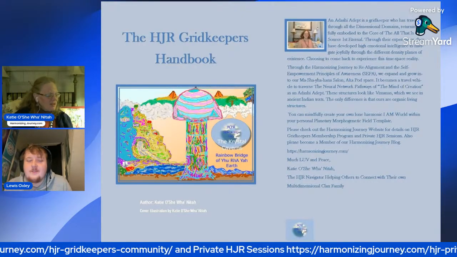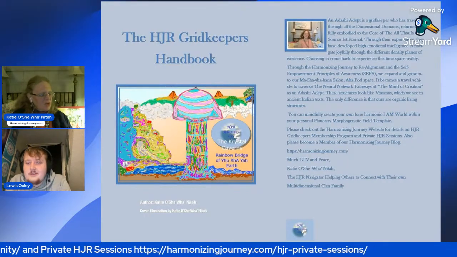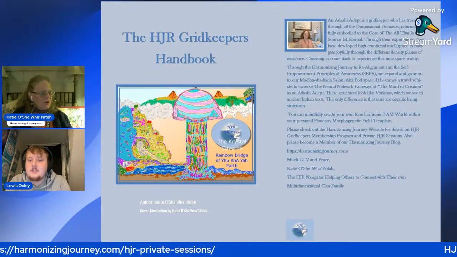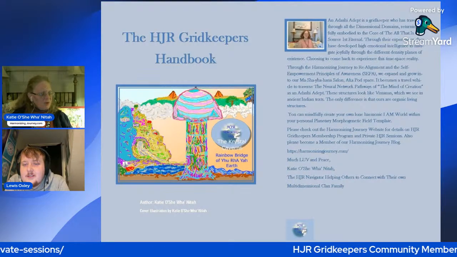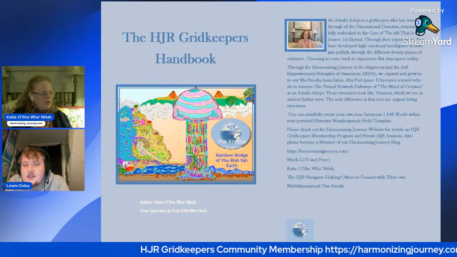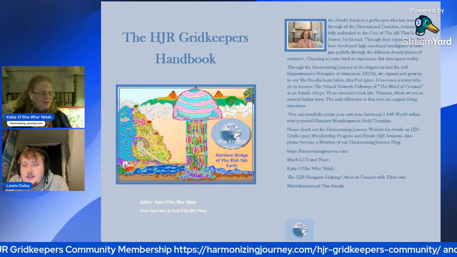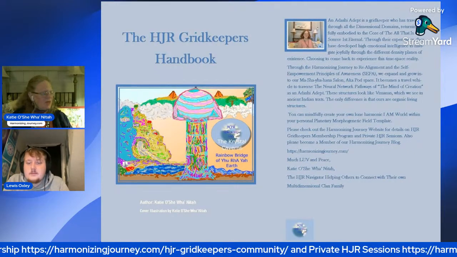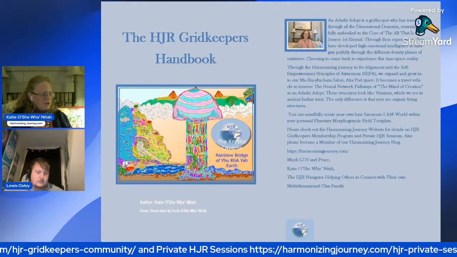An Adachi Adept is a grid keeper who has traveled through all the dimensional domains, returning fully embodied to the core of the all that is, God Source First Eternal. Through their experiences, they have developed high emotional intelligence to navigate joyfully through the different density planes of existence. And that was that stairway to heaven that we looked at of the God worlds and beyond that, choosing to come back to experience this time-space reality.